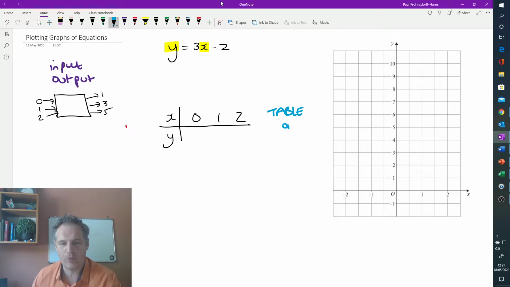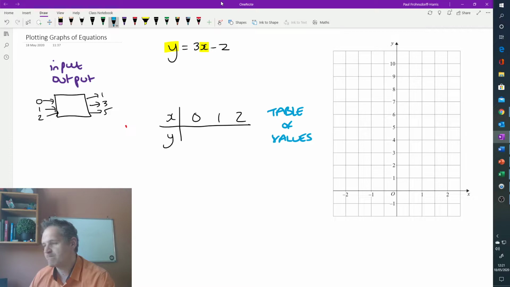I always like to explain why. It's called a table because it's a table, and it's called a table of values because it's got values in it. I can't explain it better than that.